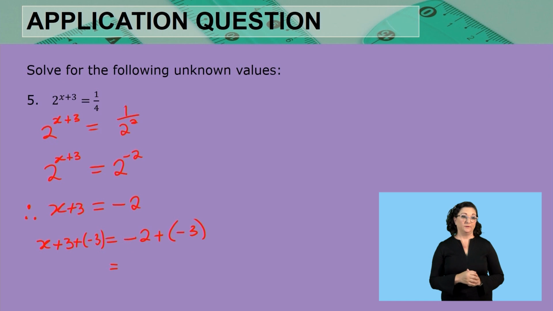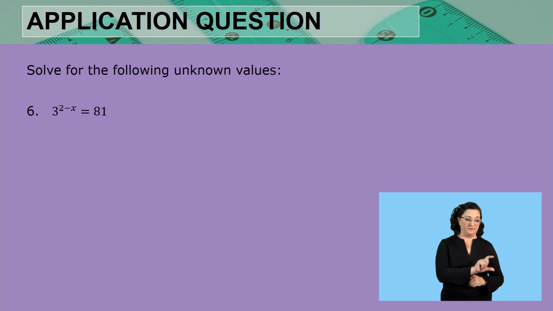And then now we have 3 plus a negative 3 is 0. So on the left-hand side, we are just left with the x. And on the right-hand side, we have there a negative 2 plus a negative 3. That is going to give us a negative 5 as our answer.